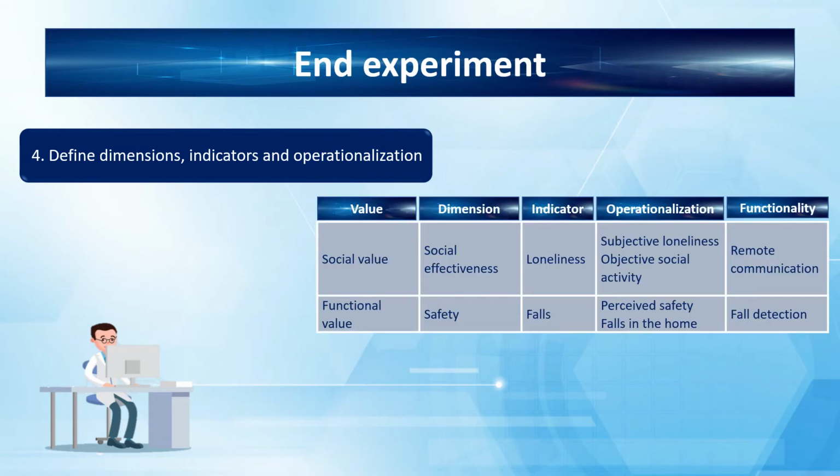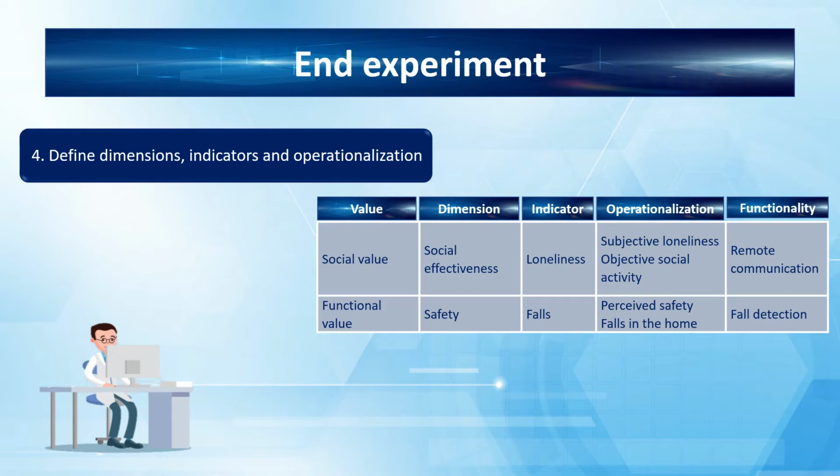Some examples. If the value of your robotic solution and you want to demonstrate some sort of social value, then a dimension that could be relevant is social effectiveness. One of the indicators of social effectiveness could be loneliness, and you can operationalize that in different ways: subjective loneliness or objective social activity. Why would you be interested in social value? Well, that can be because you want to evaluate one of the functionalities of your robot, the remote communication.